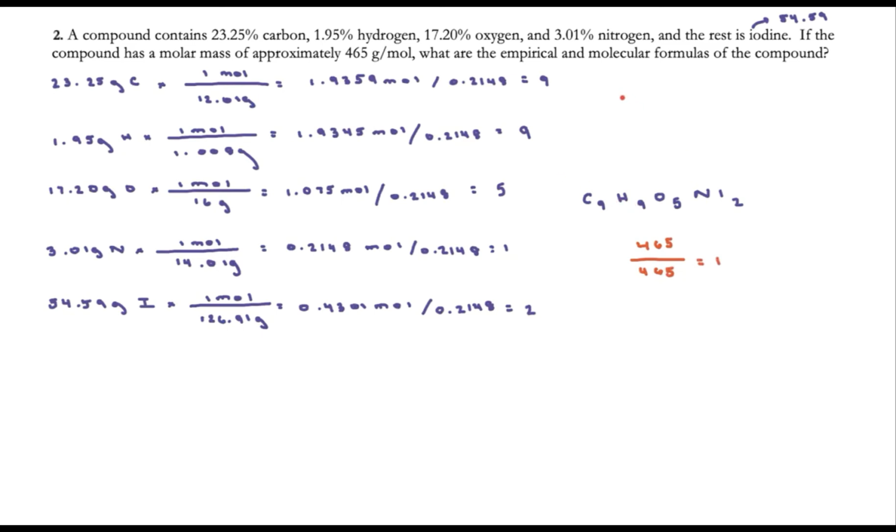Keep in mind, once you divide by your smallest number of moles, if you get, for example, 1.5, let's say I got 1.5 here instead of a 1, then you're going to have to multiply all of these subscripts by 2 to give you a whole number. But that did not happen in this case.